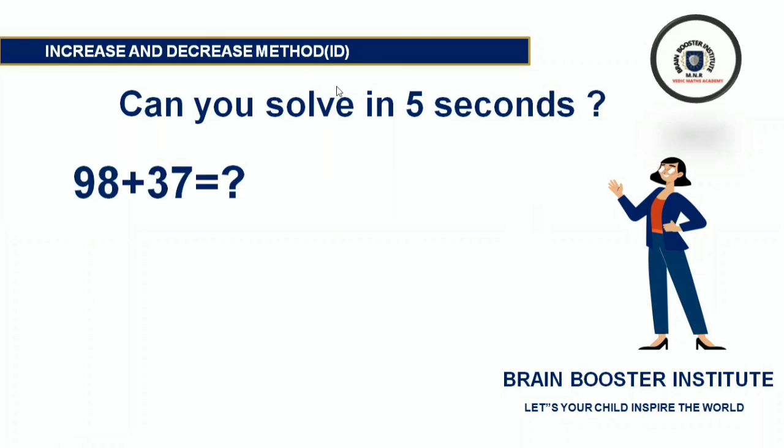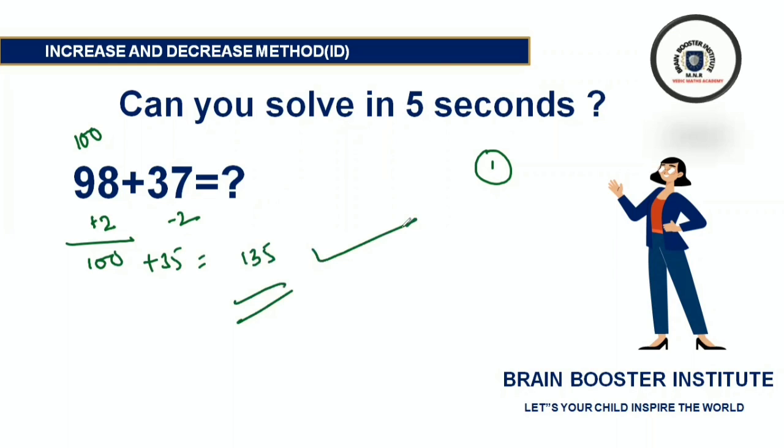98 plus 37. Step one: first of all, we need to identify which one of these is closer to its easier number. Easily we can find out that 98 is very close to 100, because only two digits are different here. So 100 and 98, what is the distance of 98 from 100? It's only plus 2. Here, since we are adding plus 2, we need to subtract minus 2. That's it. Now 98 plus 2 is equal to 100, and 37 minus 2 is equal to 35. Now 100 plus 35 is equal to 135.